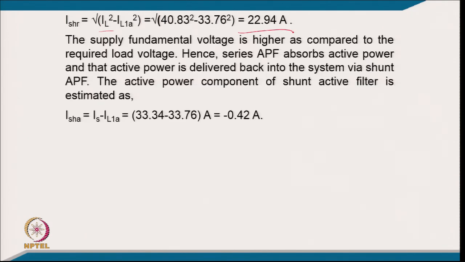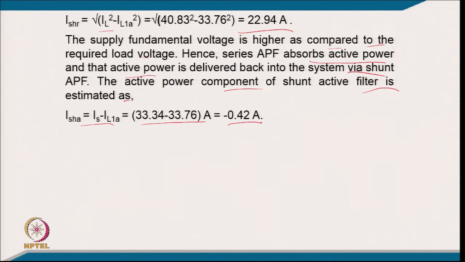So, putting the value it comes 22.94. The supply fundamental voltage is higher as compared to the required load voltage. Hence, the series active power filter absorbs the active power, and that active power is delivered back to the system via the shunt active filter. The active power filter current you can calculate as IS minus IL.